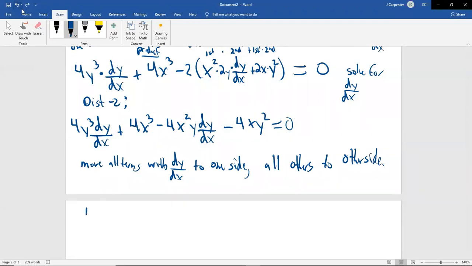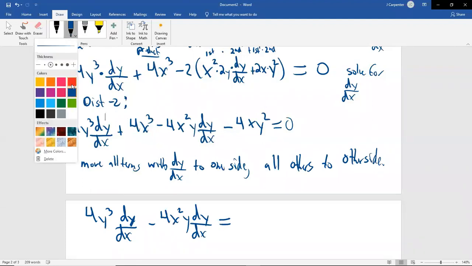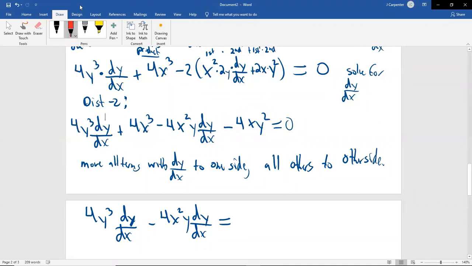So what we get is 4y cubed times dy dx minus 4x squared y dy dx equals, and I'll show the ones that I moved in red. So again, they just change signs. The 4x cubed becomes -4x cubed because of subtraction. This minus becomes a plus, 4xy squared. You could have written the positive term first, it doesn't matter.